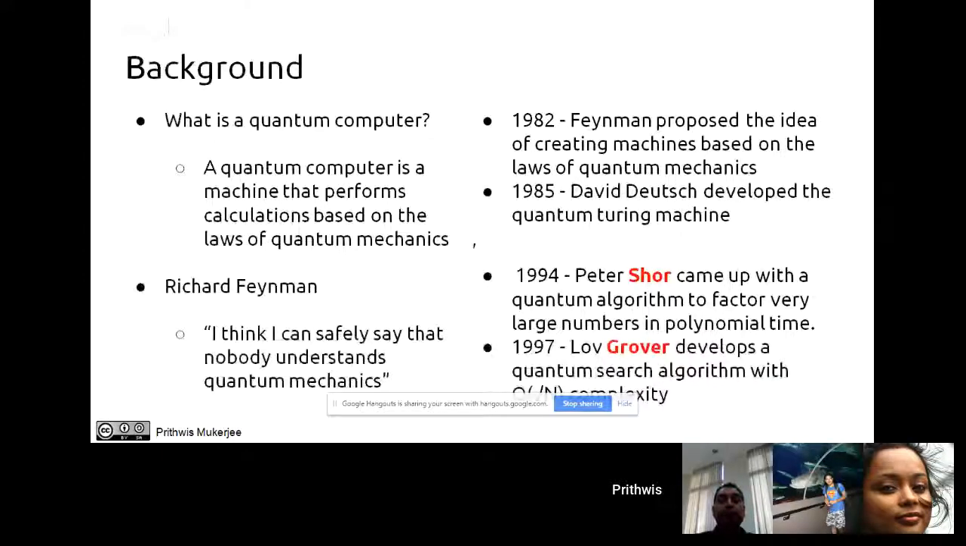We have to first understand what a quantum computer is. Normal computers work on the principles of classical physics, where you have binary numbers, 0 and 1. But quantum computers are based on quantum mechanics. And Richard Feynman says that nobody understands quantum mechanics. Okay, I'm going to stop here for a few minutes. Then I'm going to ask you whether you have really understood anything at all or not.